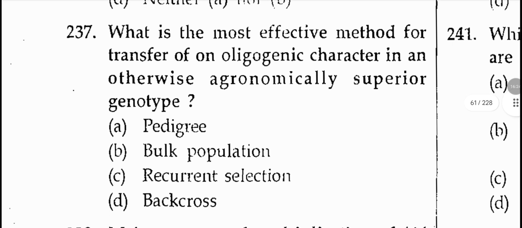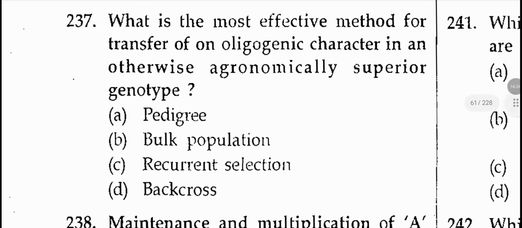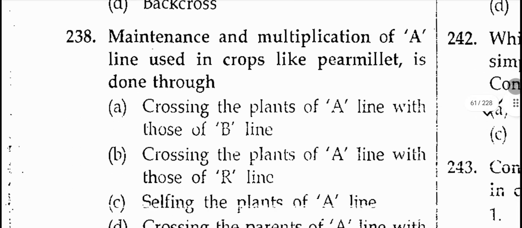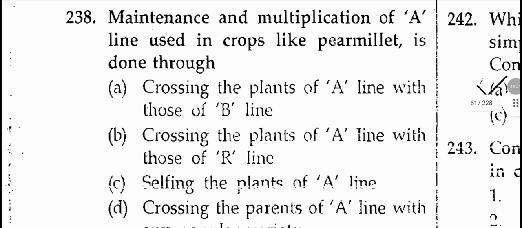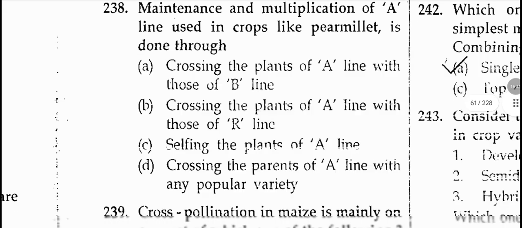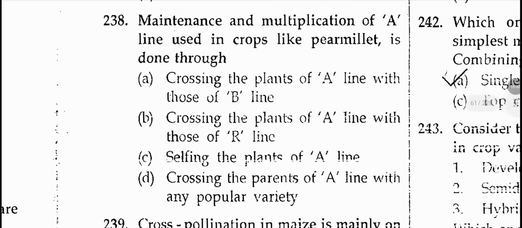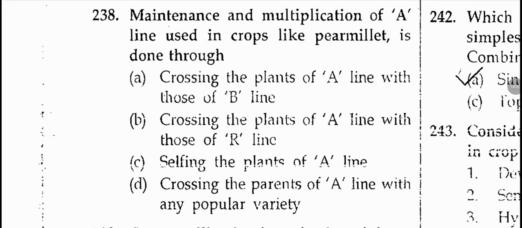Question number 237. What is the most effective method for transfer of an oligogenic character in an otherwise agronomically superior genotype? That is option D, backcross. Question number 238. Maintenance and multiplication of A line used in a crop like pearl millet is done through, that is option A, crossing the plants of A line with those of the B line.